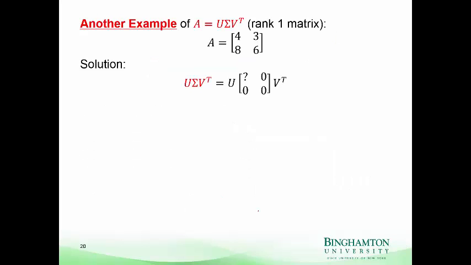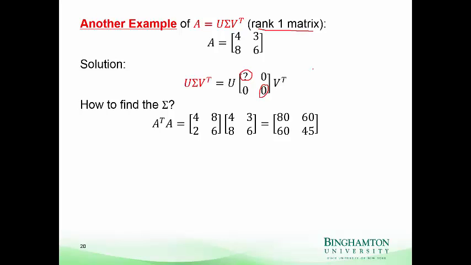So what goes in there? We already know that one of these singular values is going to be 0 because it's rank 1. It's a 2x2 with rank 1, so it's only going to have one non-zero singular value. So we need to find what that is. How do we find that? Well, the easy way: A transpose A gives us this nice symmetric matrix, and we find the eigenvalues of that. One of them will be 0, one of them will be non-zero, and we take the square root of each of those. The square root of 0 is 0.